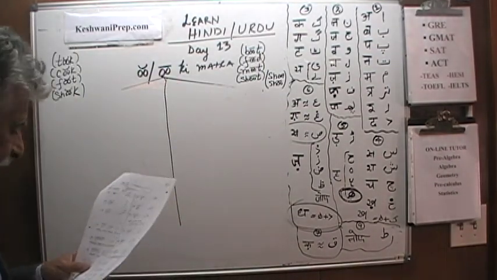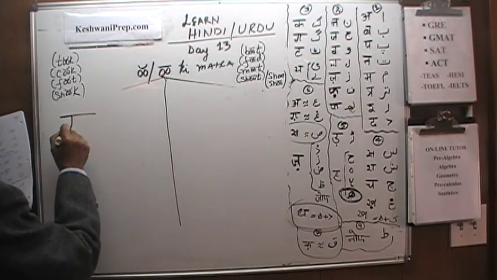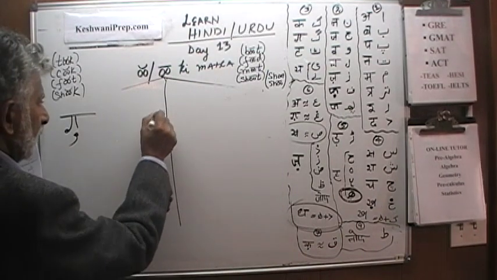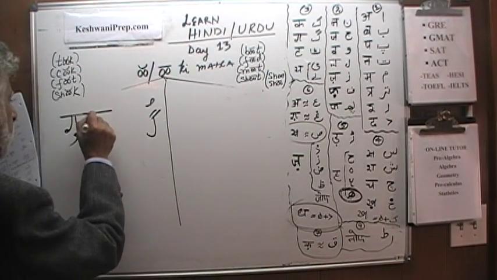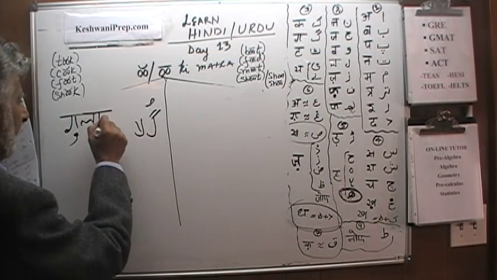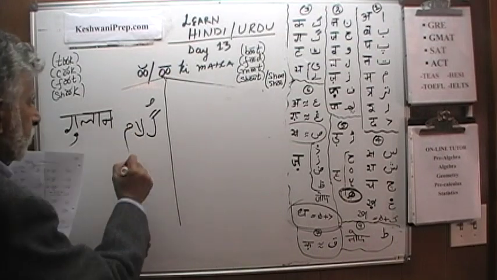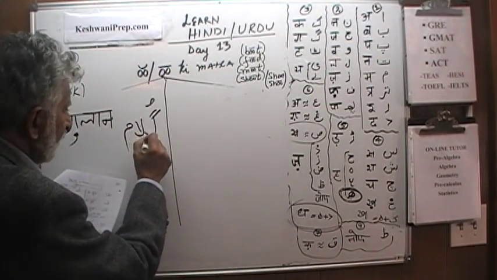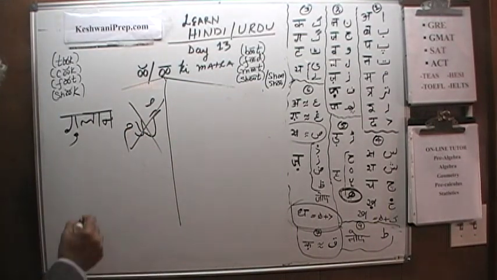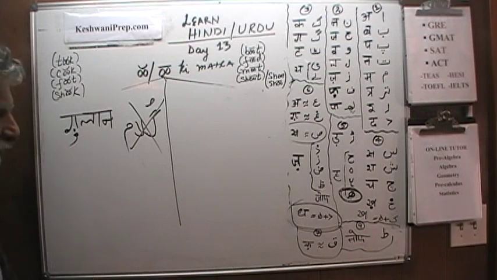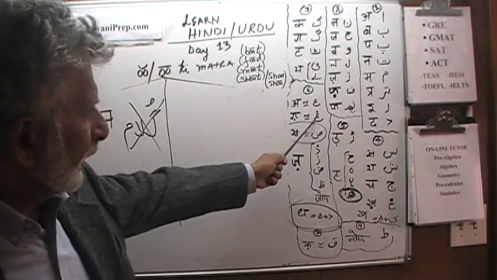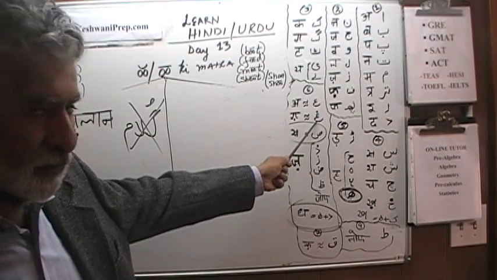Let's first write it in Hindi. Gu. So that's your ga. Gu. La. And ma. Gulam. If you were to spell gulam like this in Urdu, this will be marked wrong. Gulam is going to take a dot here because we need not this gaf, but the other gaf. We have two gafs in Urdu.